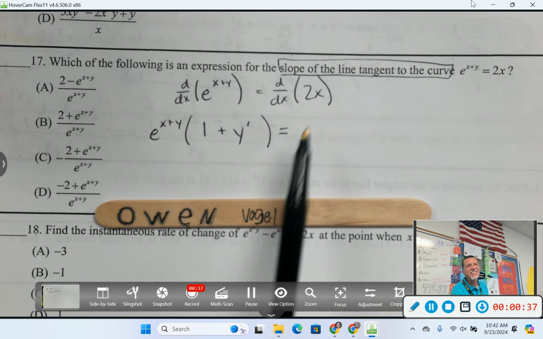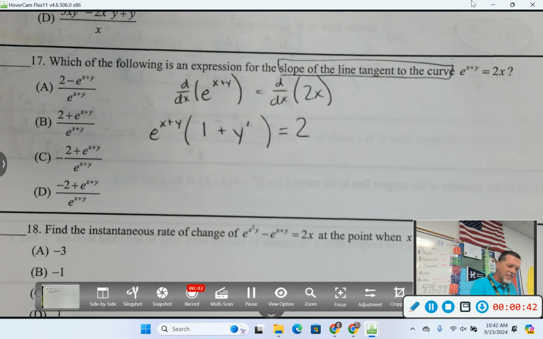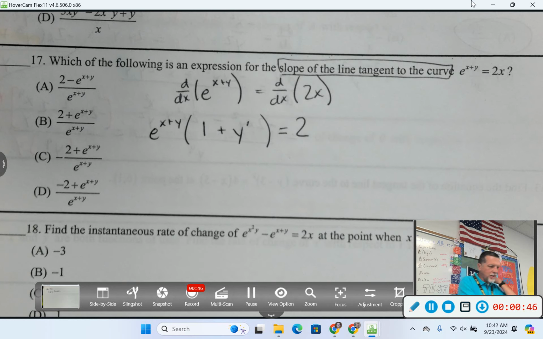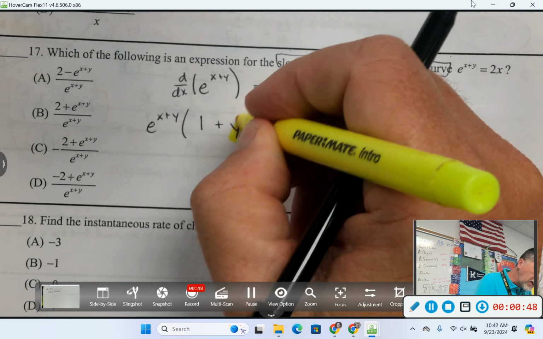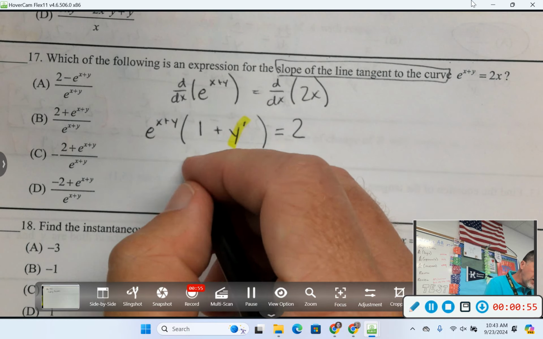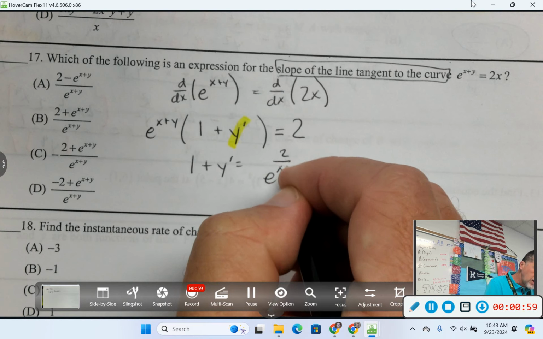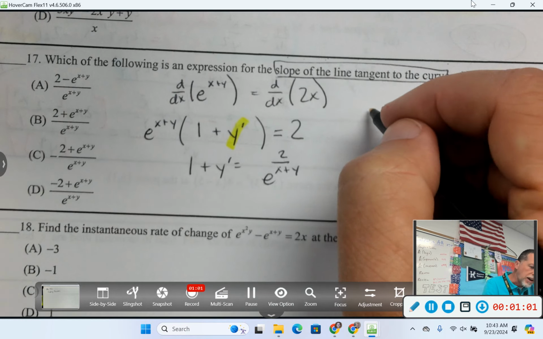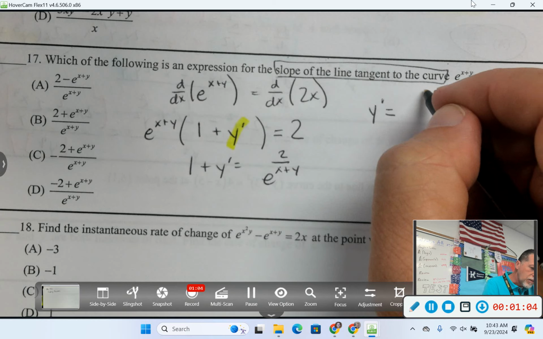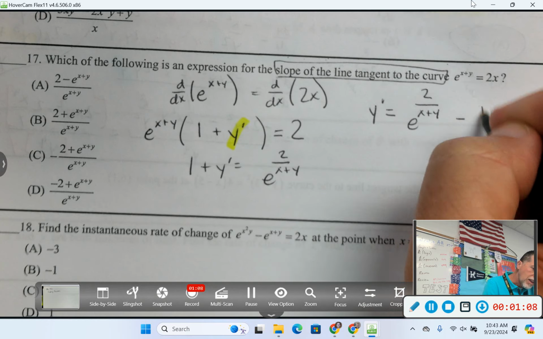Owen, what's the derivative of 2x? 2. Okay, so now the calculus work is done on this problem. Now it's a matter of algebraing our way to y prime. So I think I would divide by this first. And then subtract 1. So y prime is 2 over e to the x plus y, minus 1.